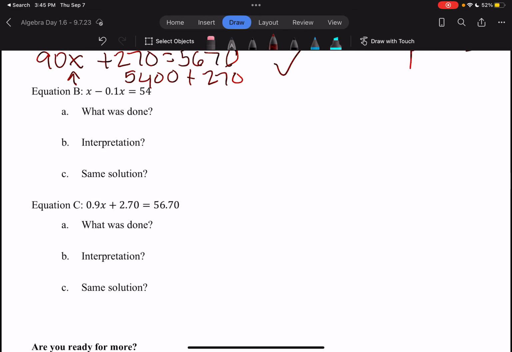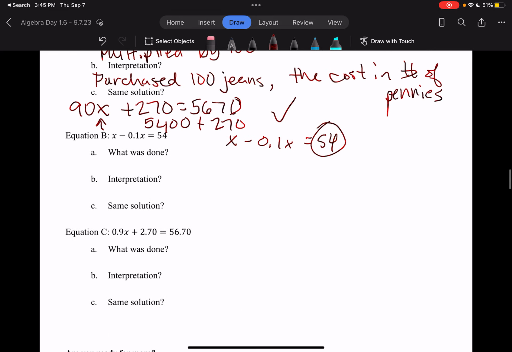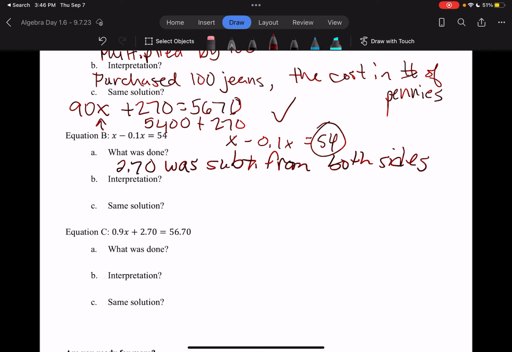Okay? Equation B, we have now just x minus 0.1x equals 54. So one of the things that changed is 5670 has gone down to 54, and it looks like we're missing that tax of $2.70. So what happened here is $2.70 was subtracted from both sides. The interpretation could be this is without tax. We're looking at this equation before tax. And then the same solution, right?